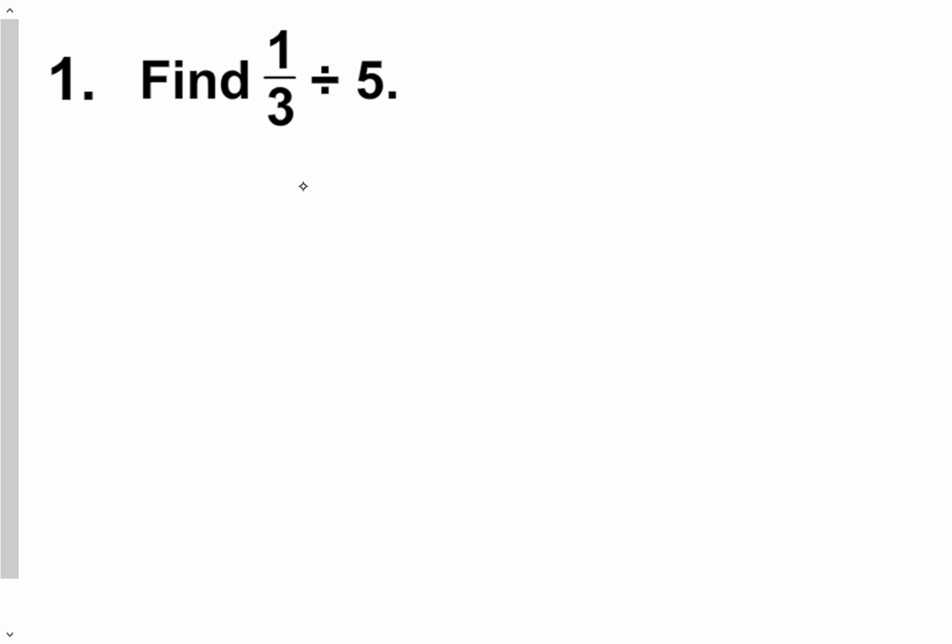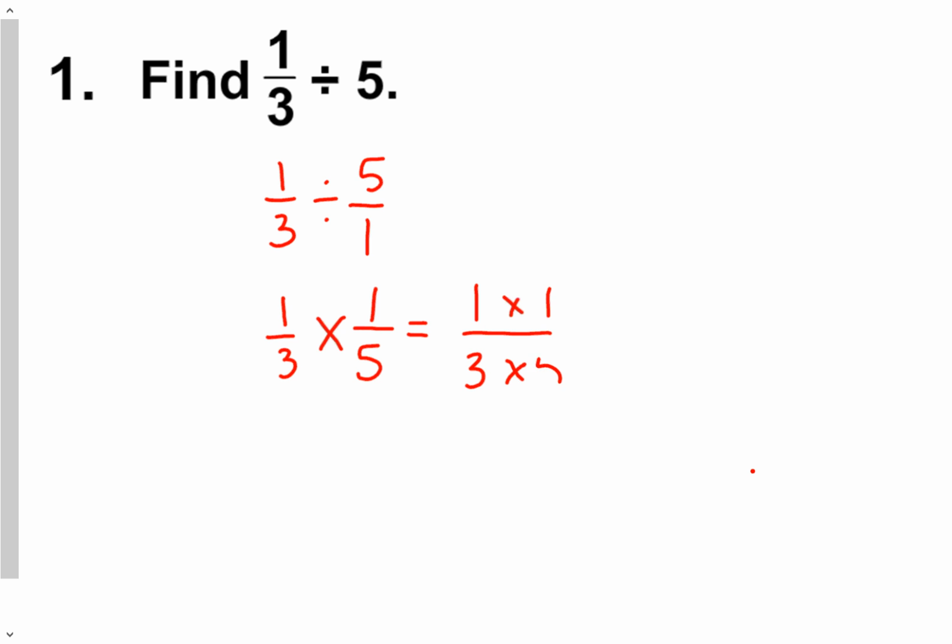So the first thing I'm going to do here is I'm just going to say 1/3 divided by 5 over 1. So I just renamed this 5 as 5 over 1 so I can make it a fraction divided by a fraction. So now I can actually rename. So I've got 1/3, division turns into multiplication, and 5 over 1 turns into 1 over 5. So now I can multiply across. I've got 1 times 1, and then I've got 3 times 5, and that equals 1 over 15.